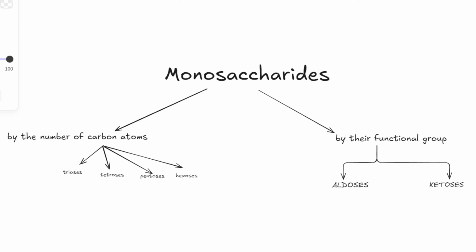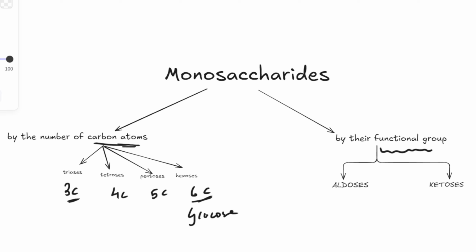Monosaccharides are simple sugars, the unhydrolyzable units. They are classified by two main criteria. First, by the number of carbon atoms: trioses, which have 3 carbon atoms like glyceraldehyde, tetroses, which have 4 carbons, pentoses, 5 carbons like ribose in DNA or RNA, hexoses, 6 carbons like glucose, fructose, and galactose.